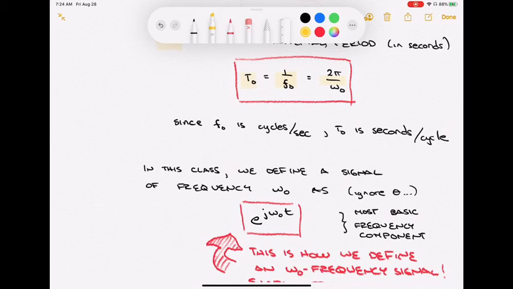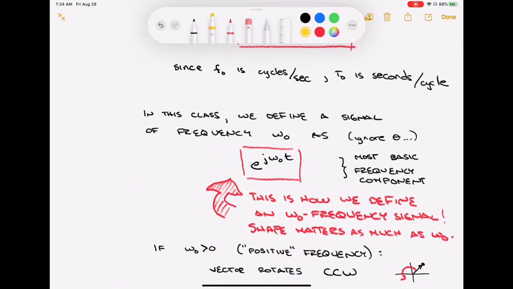In this class, and oftentimes in engineering, we will define a signal of frequency omega naught as e to the j omega naught t. This is the most basic component of frequency. This is how we define frequency in this class. So when I talk about frequency content, if I talk about a signal having omega naught frequency content, it's not only talking about the rate of oscillation, which is dictated by omega naught, but it also has something to do with the shape, right? And the shape is dictated by that exponential function.